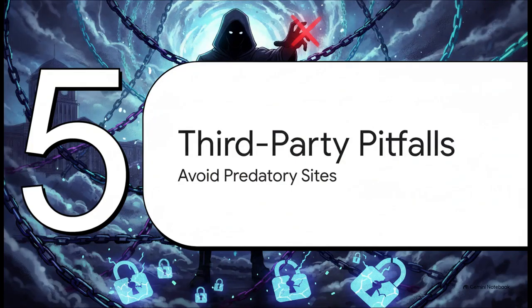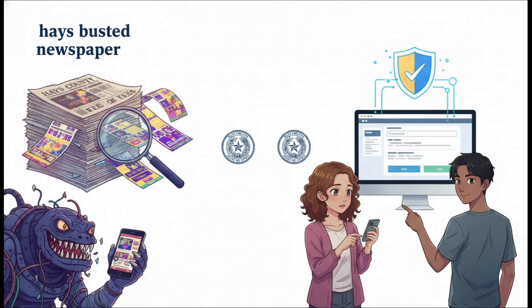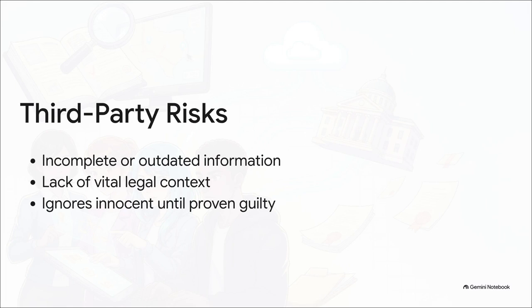Section 5, Third-Party Pitfalls, How We Can Avoid Those Predatory Sites. As you start digging into public records, especially criminal records, you are inevitably going to bump into third-party data aggregators. If you live around Central Texas, you might already be familiar with the search trend known as the Hayes Busted newspaper. Look, these are heavily ad-supported third-party sites that just scrape jail logs and present them in a really social, sensationalized format. And while they are super popular, they are absolutely not your primary source. You should always contrast these predatory, ad-heavy sites with the safety and the accuracy of the official Hays County Sheriff's inmate search portal.